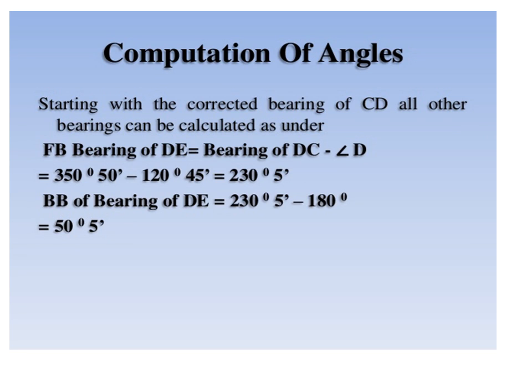So in this slide we are going to see how to compute the angles. Starting with the corrected bearing of CD, all other bearings can be calculated as under. Forward bearing of D equals bearing of DC minus angle D. So 350 degree 15 minute minus 120 degree 45 minutes equals 230 degree 5 minutes. Since this is the forward bearing of D, the back bearing of D equals 230 degree 5 minute minus 180 degree. So the back bearing is 50 degree 5 minutes.